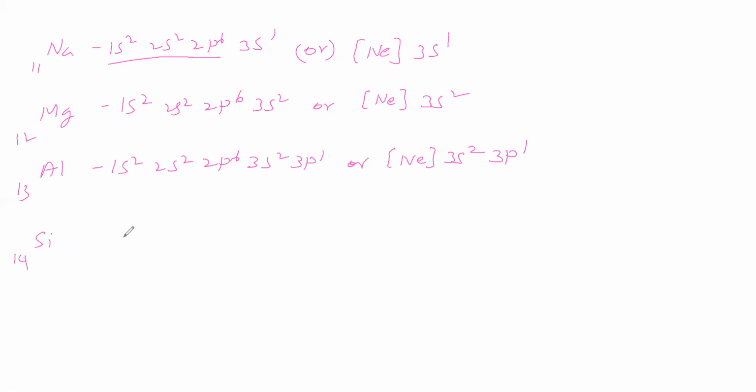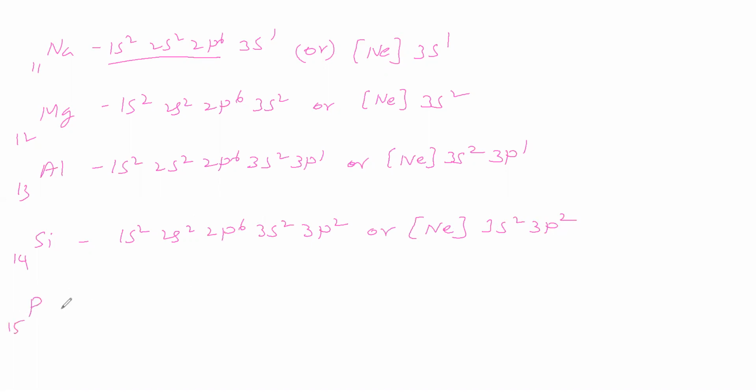Then silicon, atomic number 14. Electronic configuration 1s2 2s2 2p6 3s2 3p2. Otherwise we can write it as neon 3s2 3p2. 3s2 3p2 is the valence shell configuration. Valence shell contains 4 electrons for silicon.